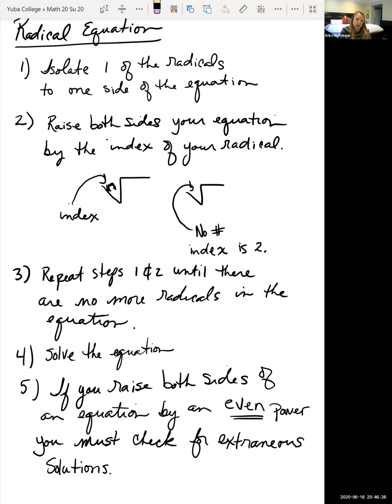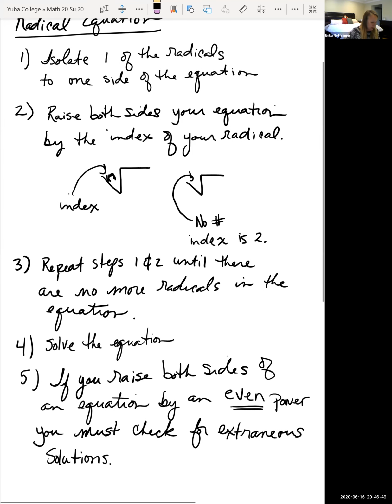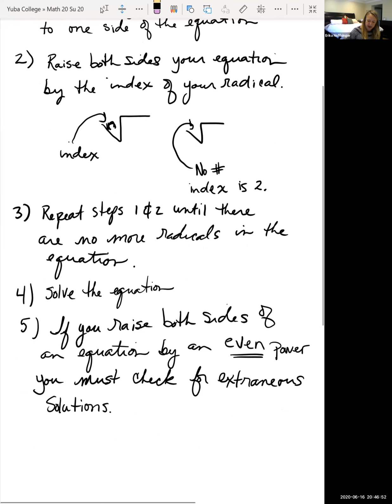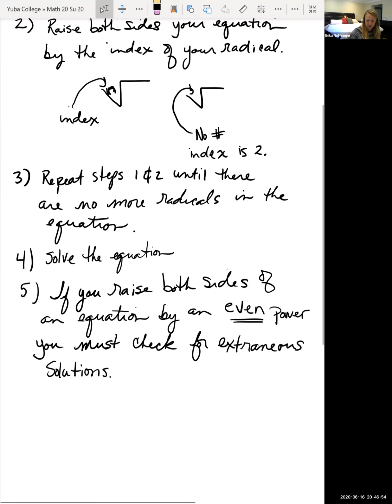So basically, you're just going back into your original equation, plugging in that value that you found was the solution, and for your variable, and see if you get back a true statement. If you get back some false statement, then that number that you found is not part of the solution set. So I'm just going to jump to one of the harder ones that has more than one radical in there.